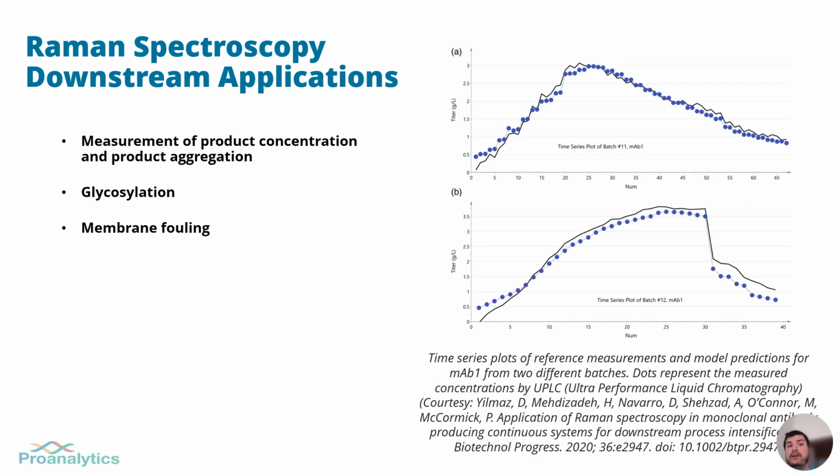One paper here on the right shows good correlation between Raman predictions of mAb concentration versus measurements with UPLC. The downstream processing applications of Raman spectroscopy are still a very active research field, and more will be evaluated and employed within the near future, as Raman spectroscopy will be an established analytical method within the downstream processing field.